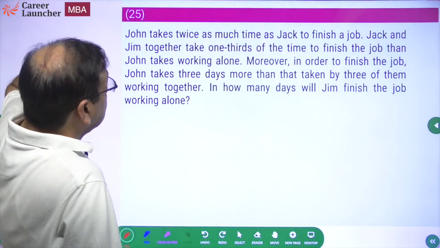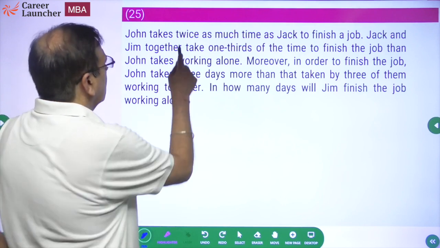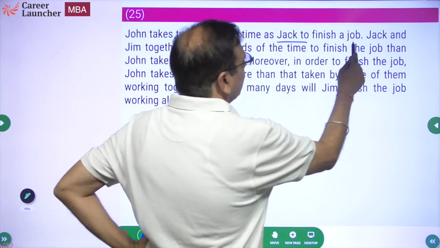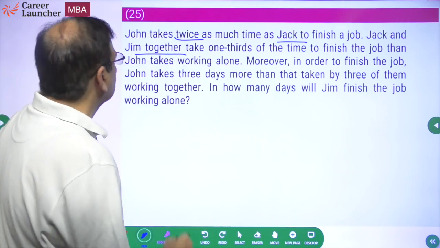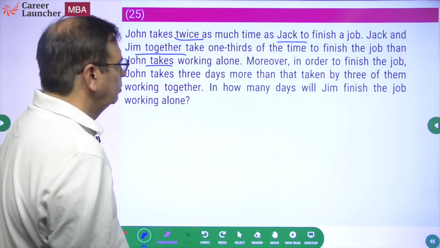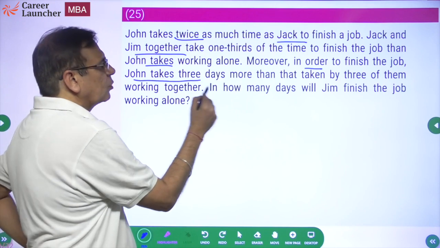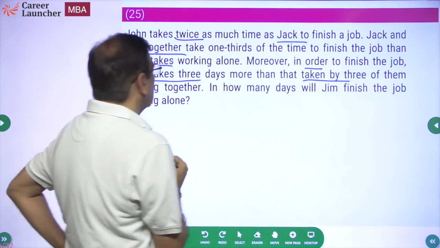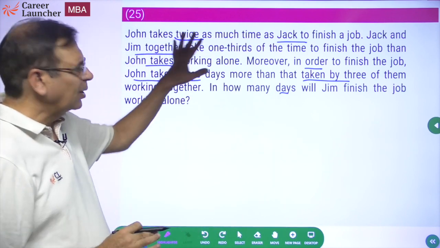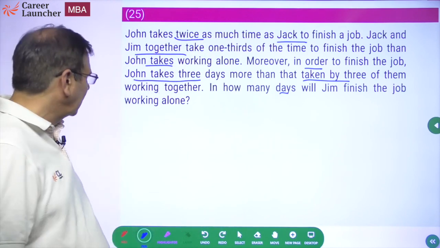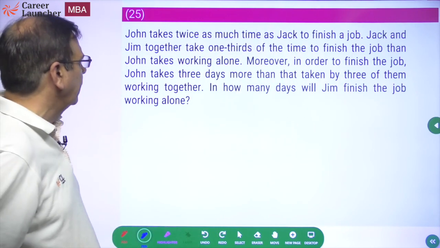Okay, another long story. John takes twice as much time as Jack to finish a job. Jack and Jim together take 1/3 of the time to finish the job as John takes working alone. Moreover, in order to finish the job, John takes 3 days more than taken by the three of them working together. In how many days will Jim finish the job working alone? It's a very long story. We'll first write down the equation, understand, and then start solving it. And don't hesitate to read the question again if required.